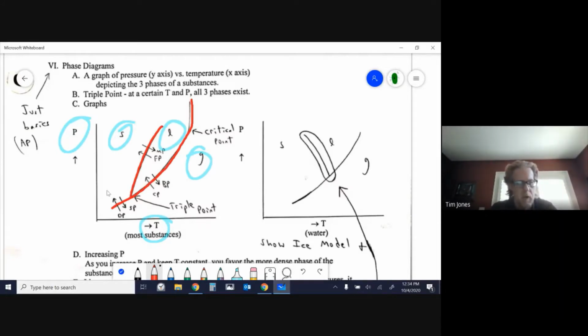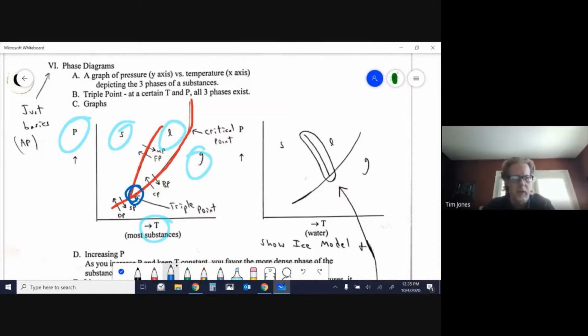These two are a little weird. When you go directly from solid to gas, it's of course called sublimation point. And backwards is called deposition. Just think the gas particles are being deposited. That might help you there. A couple of special areas. This right here, where all three meet, is called the triple point.